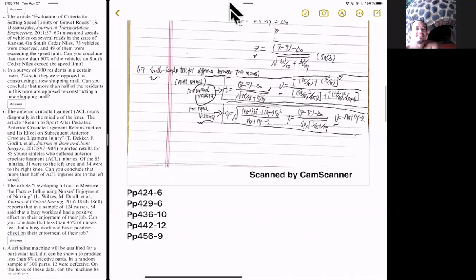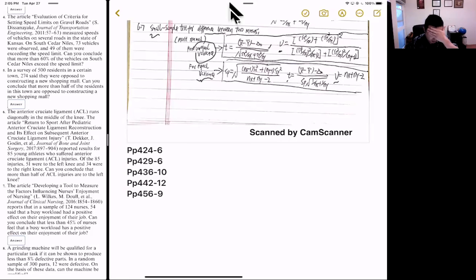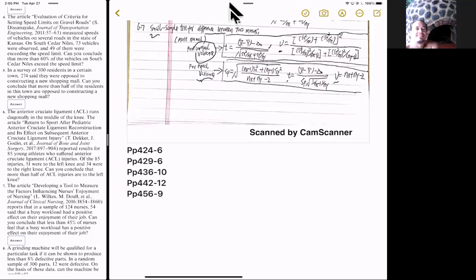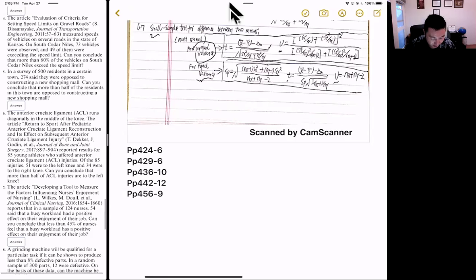So these are the questions we're going to discuss. We're going to work together. I chose 5 questions. The first one is on page 424, question number 6, which is here. Let's read the question together.